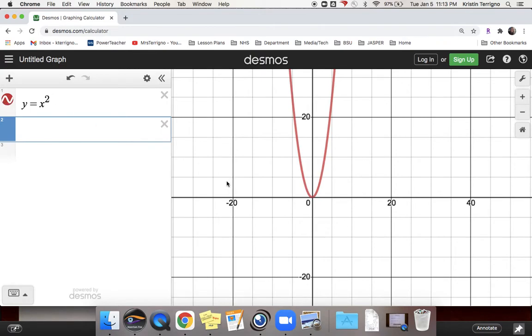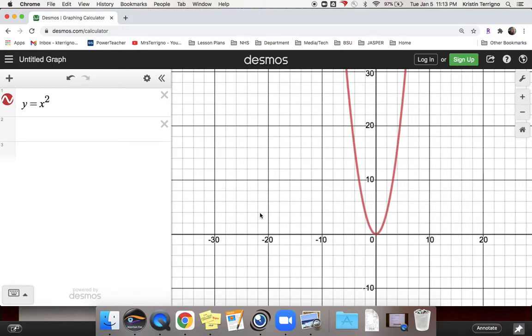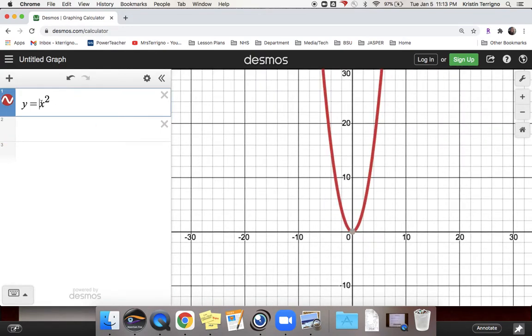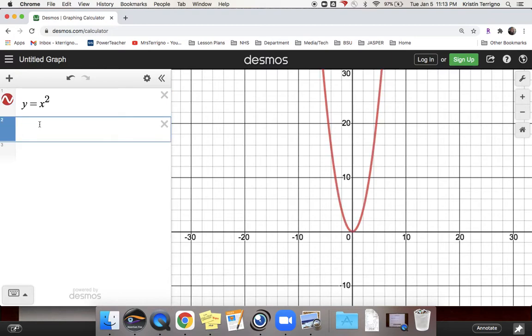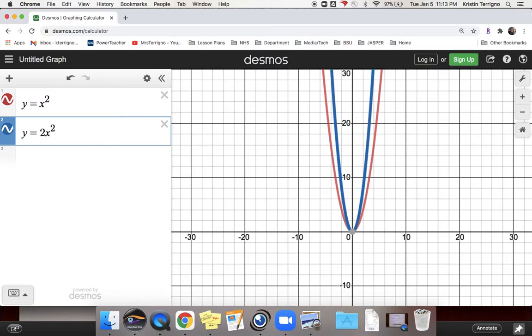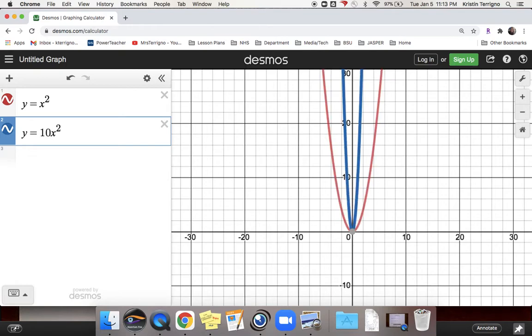Let's look at this guy back here. If I put in a 2, this thing's going to get skinnier. Maybe I will leave y equals x squared on there and give you this one for reference. So 2x squared is going to get skinnier. 3x squared is going to get skinnier than that. 10x squared is going to get skinnier than that. So the larger my a value gets, the skinnier it is.